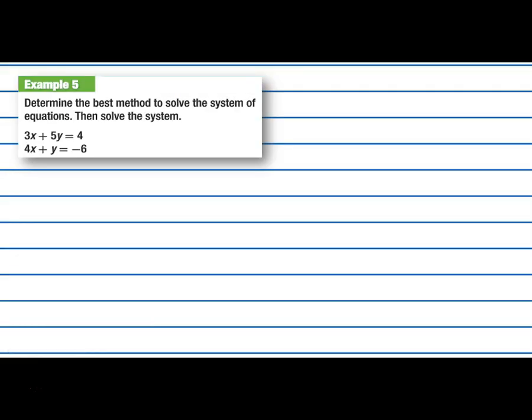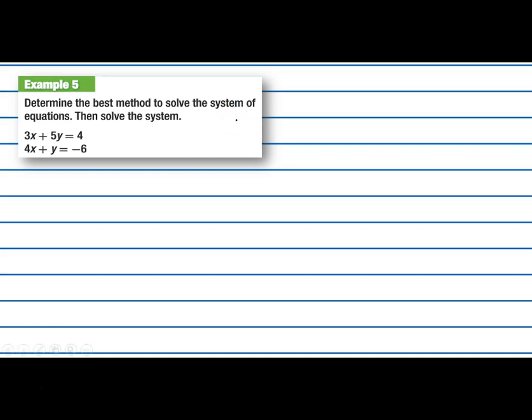So let's look at our example 5. We want to determine the best method to solve the system of equations, and then we solve it. So, as we see here, first of all, our first option would be to graph, but I also see it's not ready to be graphed. Remember, when we're graphing, it needs to be in the form y equals mx plus b, and obviously we'd have to do a lot of work for that one. So I would recommend not graphing this one.